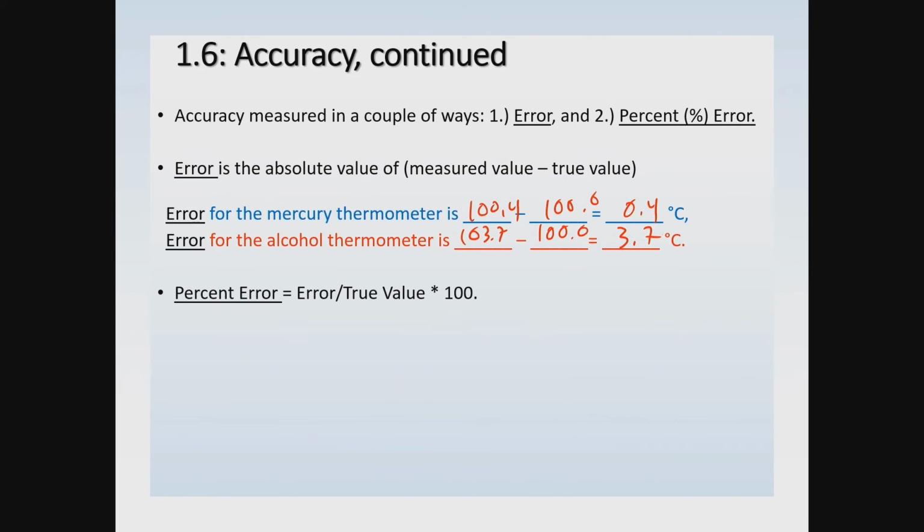And so in this simple fashion, we can sort of evaluate which instrument is more accurate. It is going to be the good mercury thermometer because it has the lowest difference between the measured value and the true value. So this measurement you're making to evaluate accuracy is called error. And again, error is just simply the difference between the measured value and the true value.